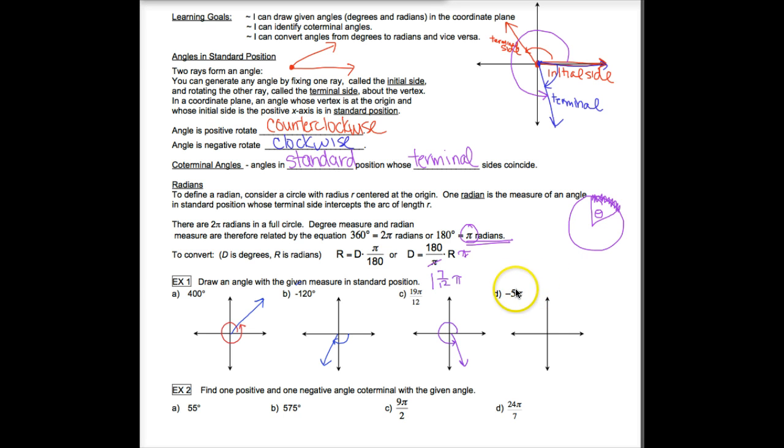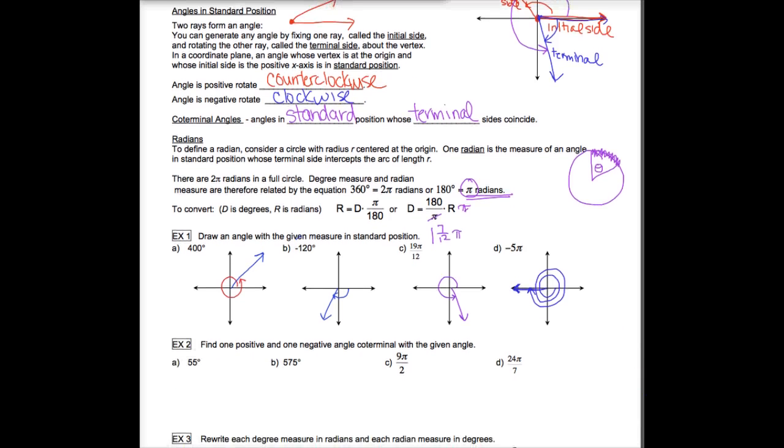All right, so -5 pi. I'm just going to count pi's as I go around, and because it's negative, remember that means I'm going to be moving clockwise. So here's -1 pi. -2 pi is the full circle, -3 pi, -4 pi, and then finally -5 pi. And it is exactly, I'll draw the terminal side right here, but it is exactly on top of that negative side of the x-axis.